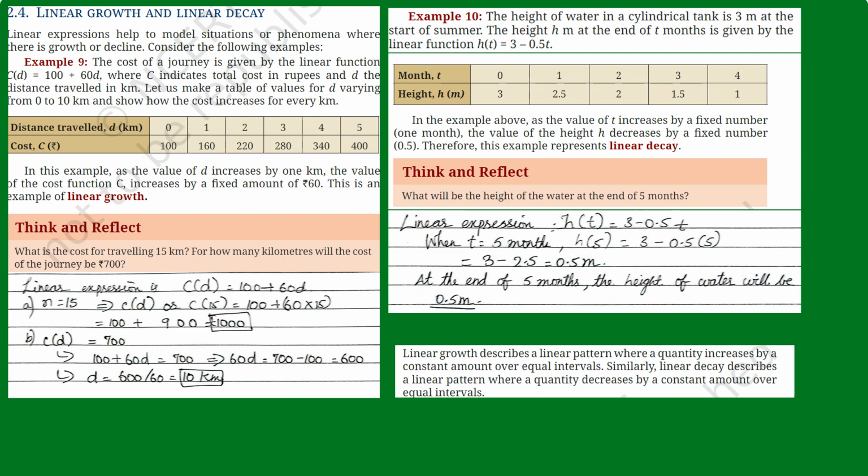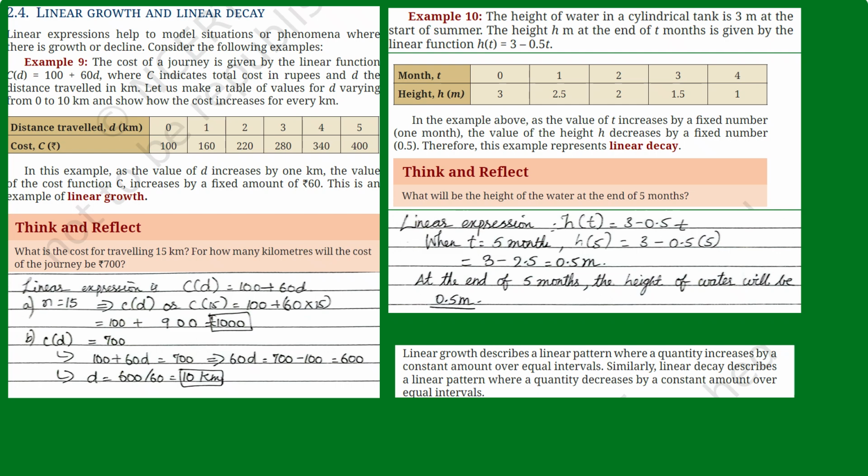Let's look into example 10. This will be an example of a linear decay. In the previous example, we saw what a linear growth is. This will be a linear decay, meaning there will be a consistent decrease in the value as the time interval progresses. The height of the water in the cylindrical tank is 3 meters at the start of summer. The height h meters at the end of t months is given by the linear function h of t is equal to 3 minus 0.5t.